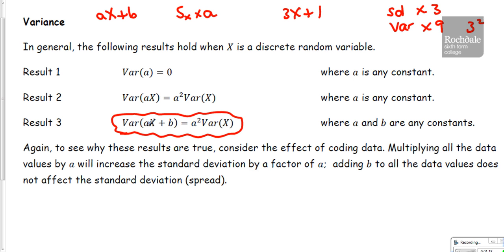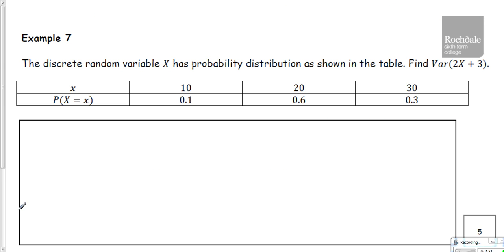So if you had a linear coding, we forget about the b, that doesn't affect the spread of the data. And instead of multiplying just by a, like you would do for standard deviation, you multiply by a squared. So let's have a look at that on example 7. We've got to find the variance of 2x plus 3.